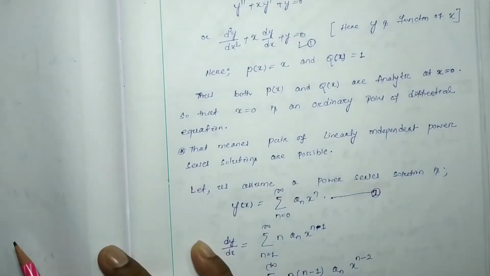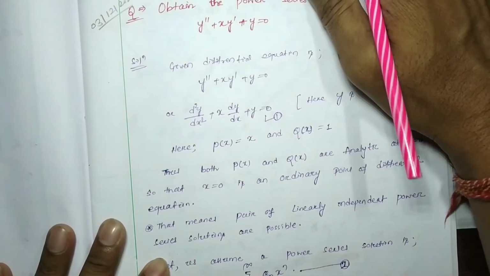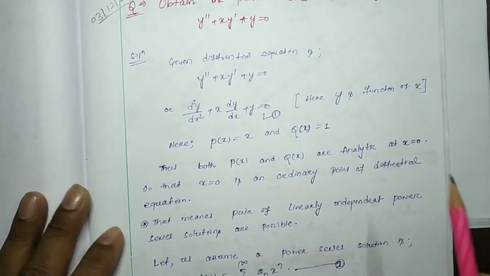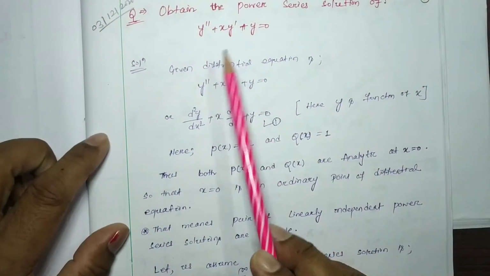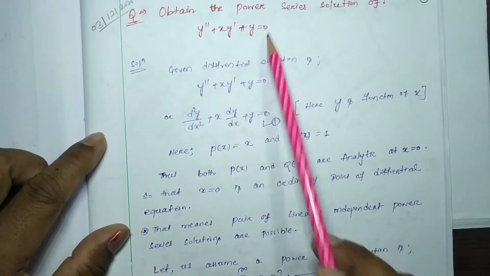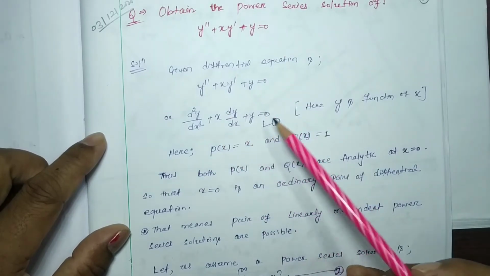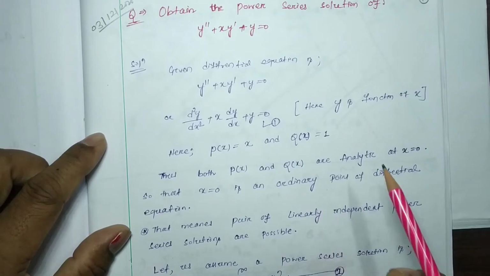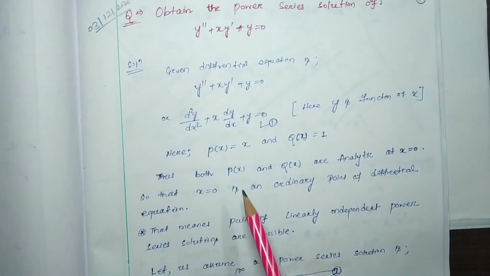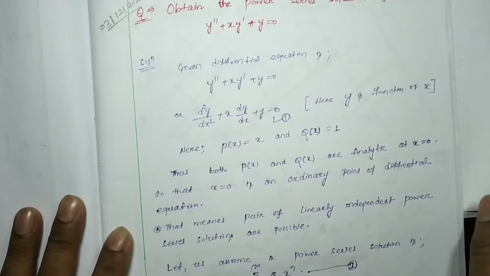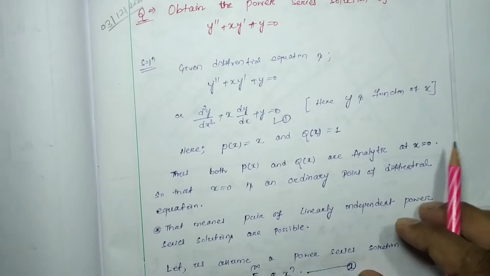Similarly, we have to do another question over here, that is y double dash plus x y dash plus y equal to 0, and here also the point x equal to 0 is an ordinary point. So as we did the previous problem, this question also follows the same procedure. So let's do it.